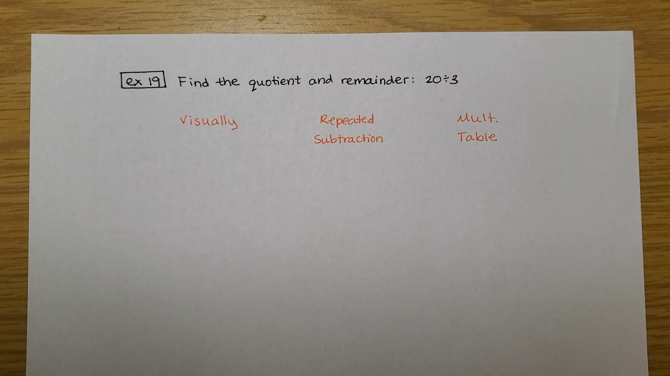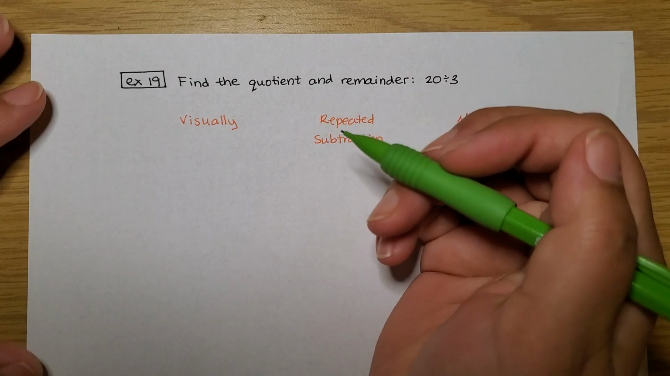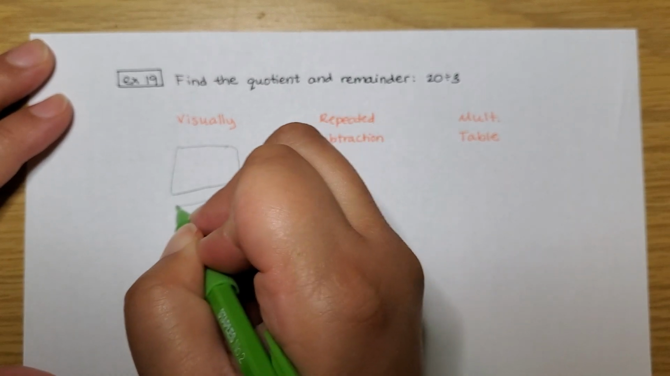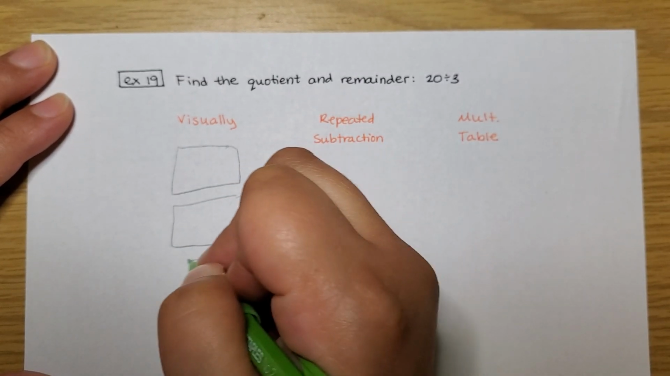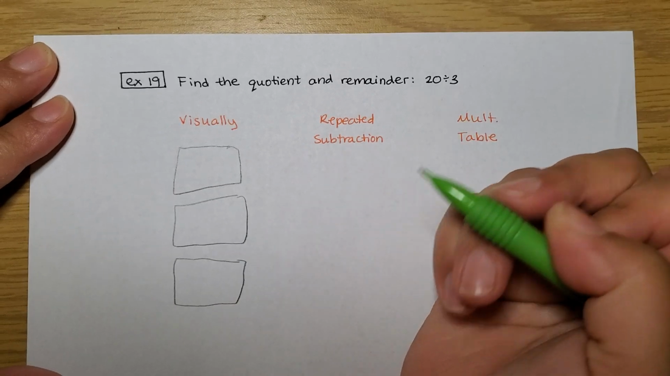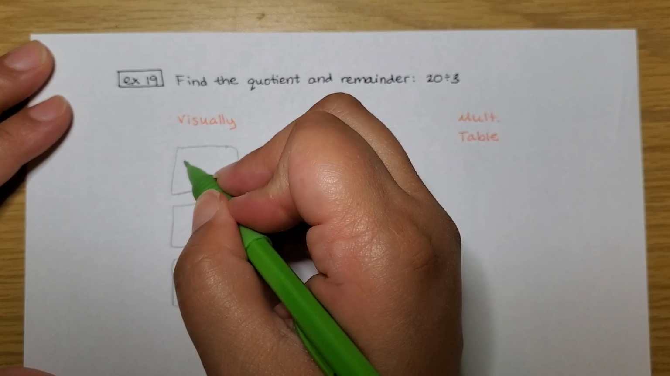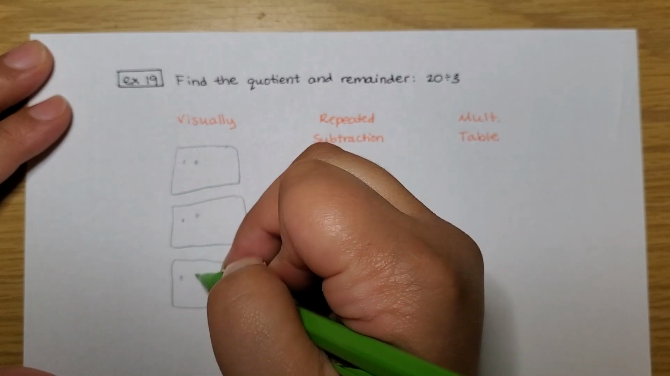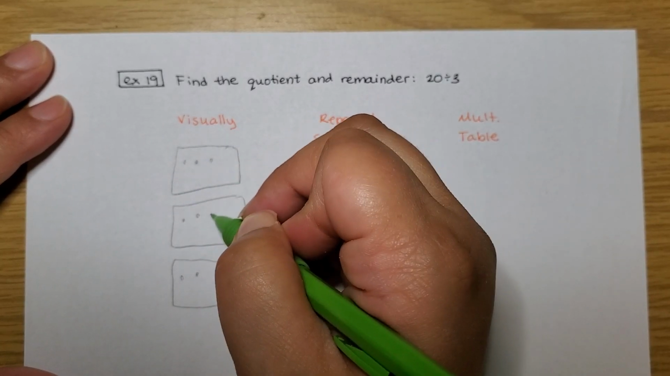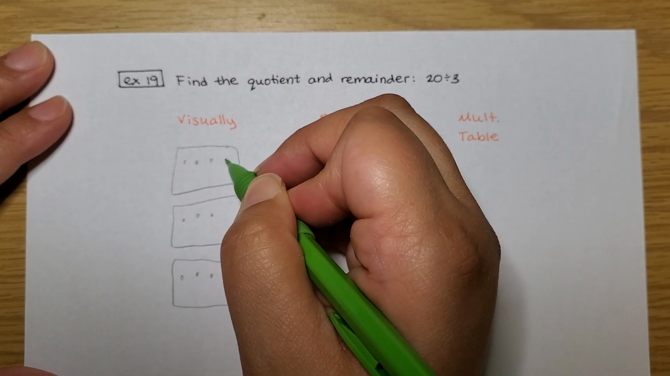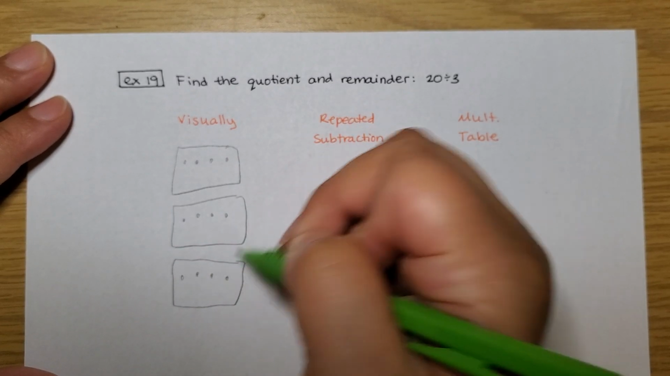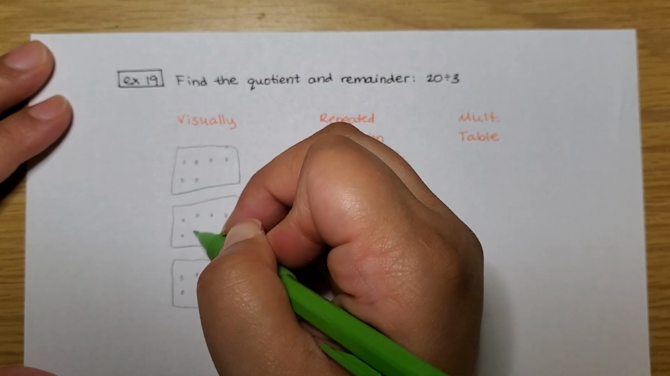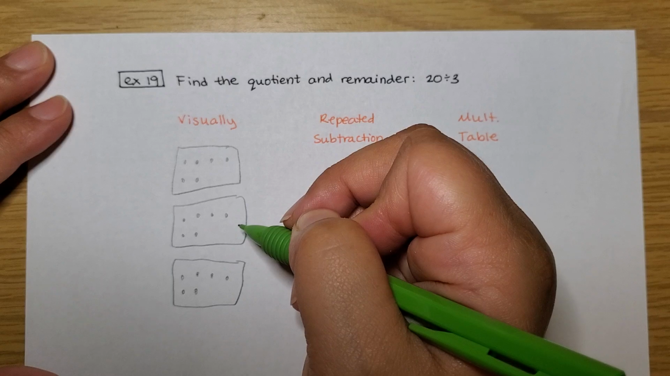So visually, I want to split 20 up into 3 equal-sized groups. So I'm going to set up my 3 equal-sized groups. And this time I'm just going to put dots in until I get to 20. So 1, 2, 3, 4, 5, 6, 7, 8, 9, 10, 11, 12, 13, 14, 15, 16, 17, 18.